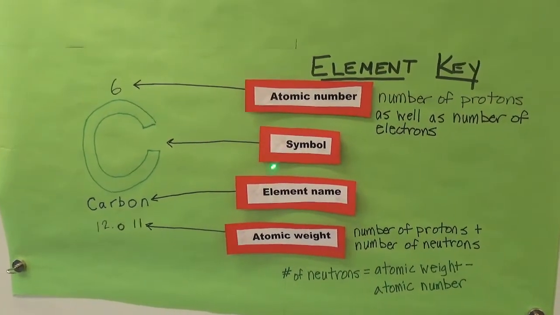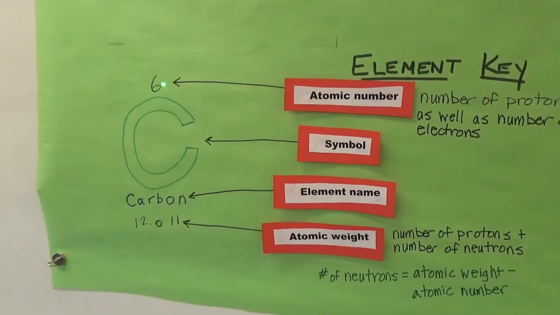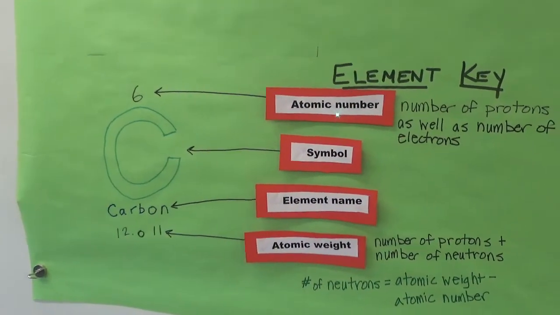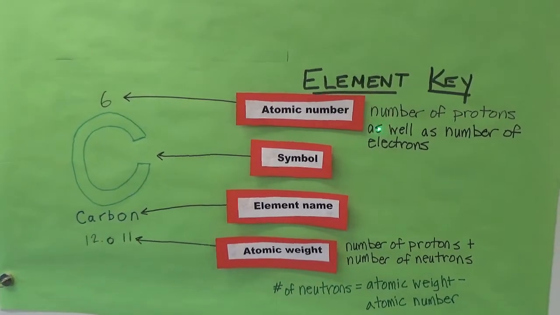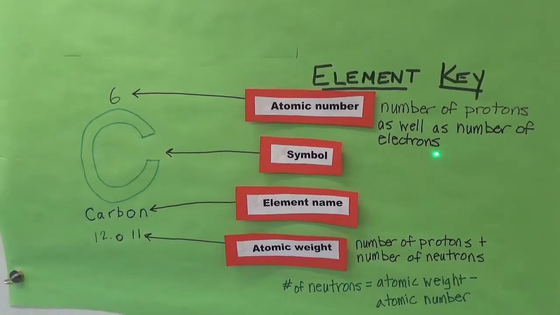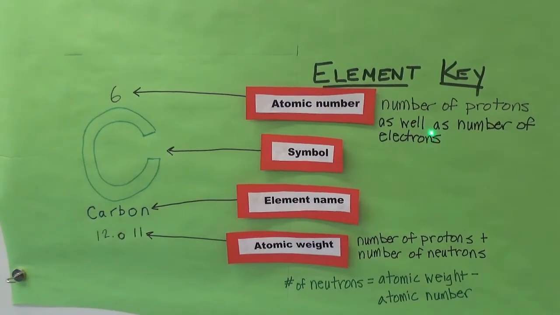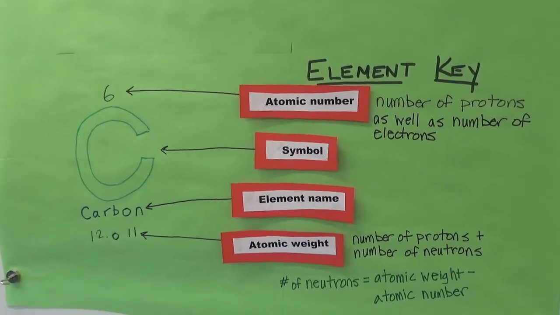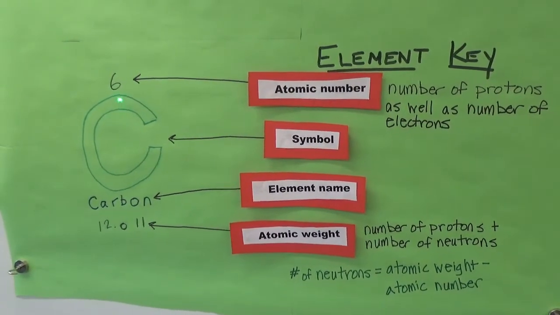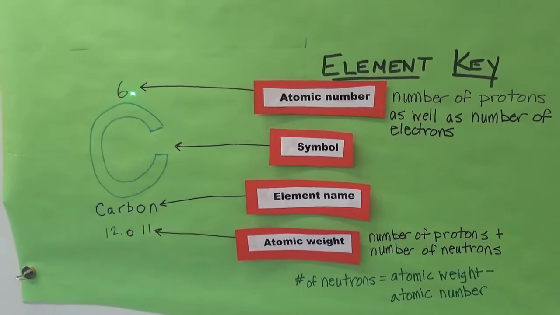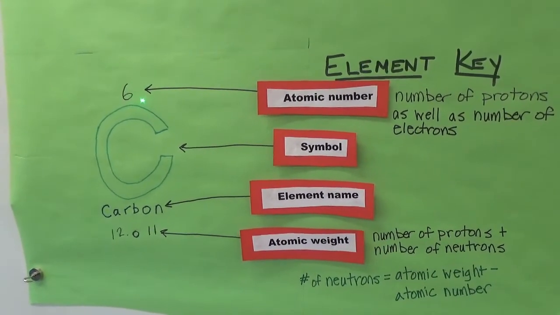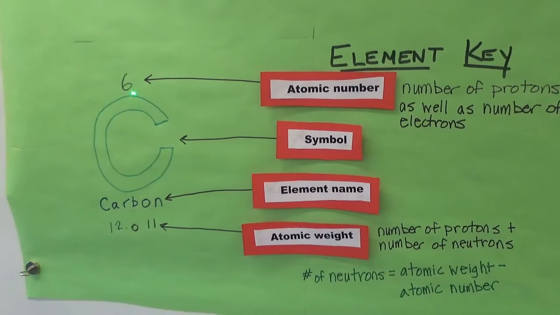The very first one here is you're going to notice that there's a whole number right here, and that's going to be referred to as our atomic number. The atomic number is going to tell us the number of protons as well as the number of electrons there are in that particular element. This is what makes each element unique. So in the case of carbon, its atomic number is 6. So therefore it'll have 6 protons as well as 6 electrons.